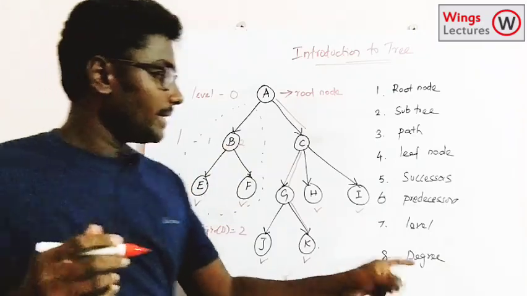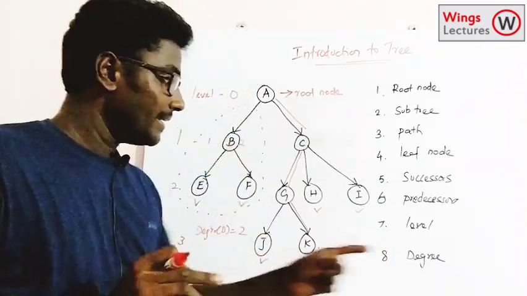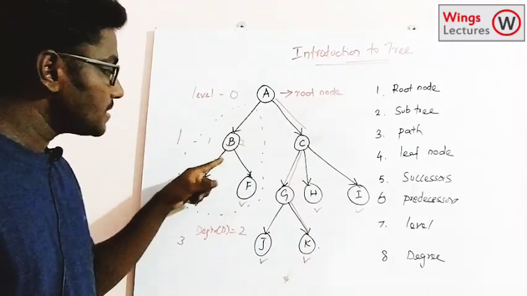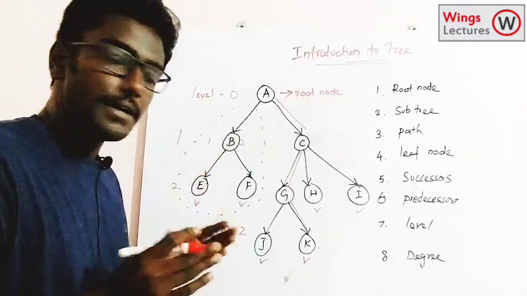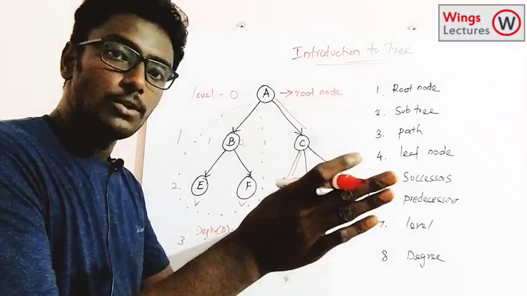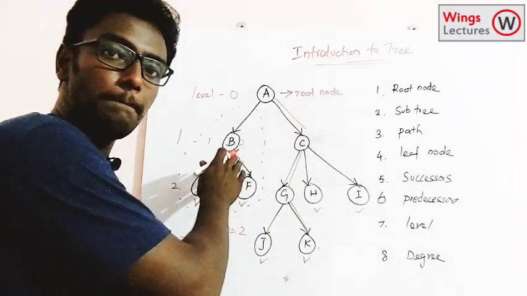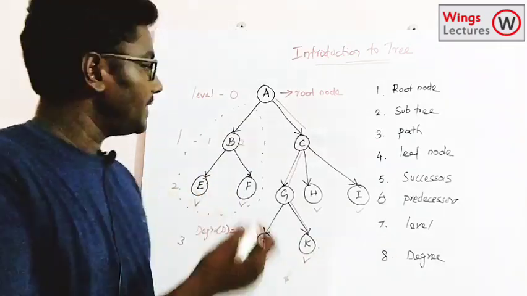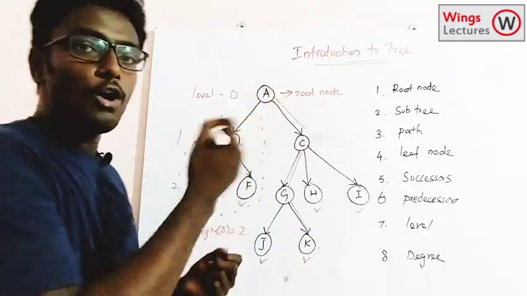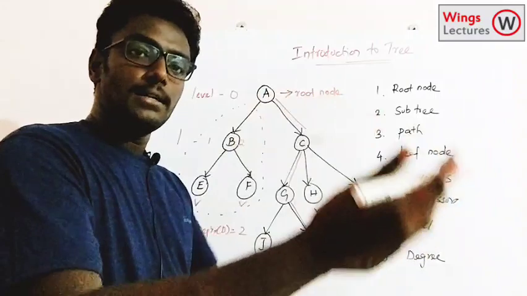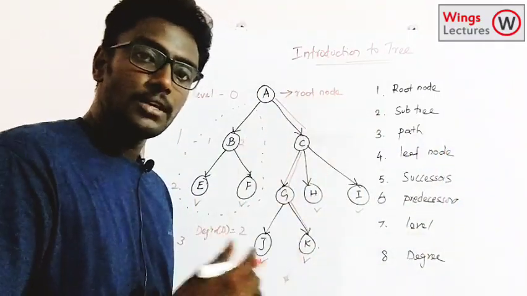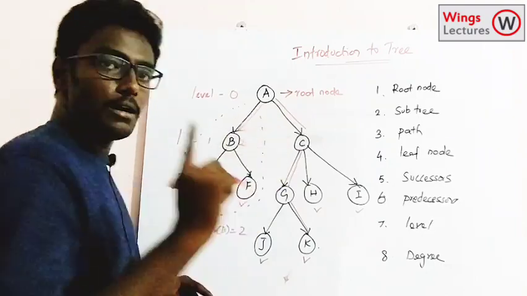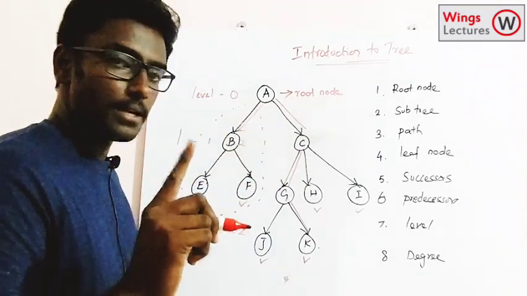For degree we have two categories: in degree and out degree. The 2 is the out degree, because there are 2 outgoing nodes from node B. And what about in degree? In degree is how many edges are coming into B. Here it's coming from A. So the in degree is 1.